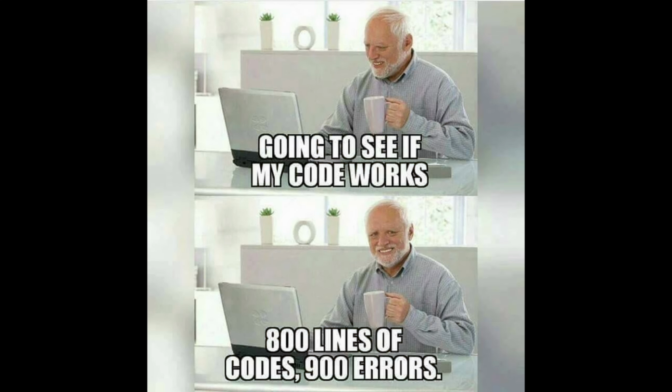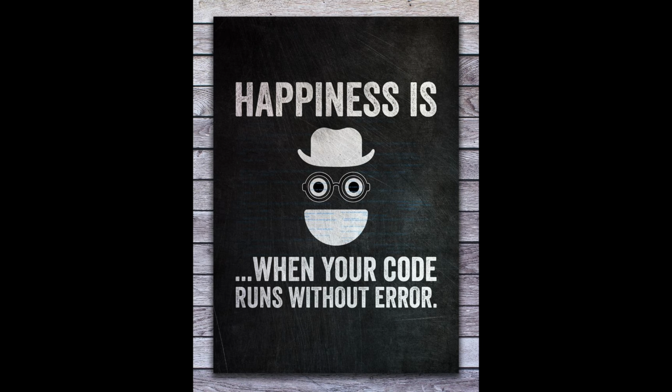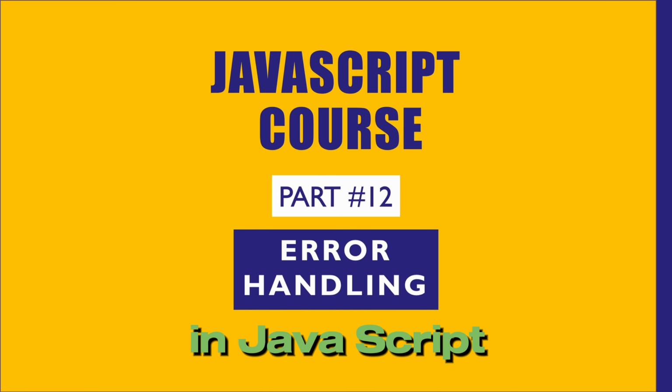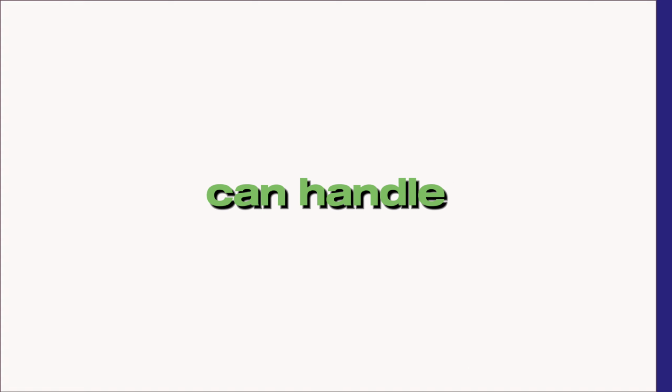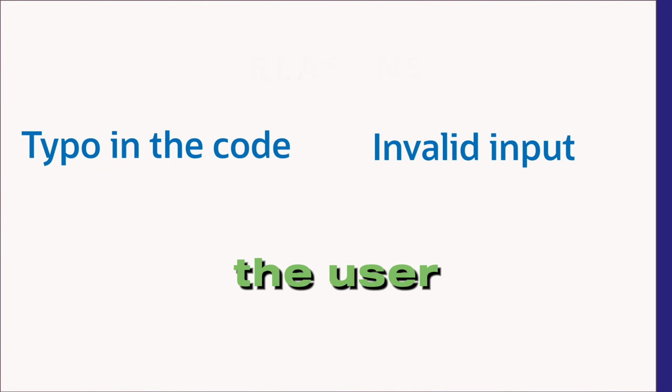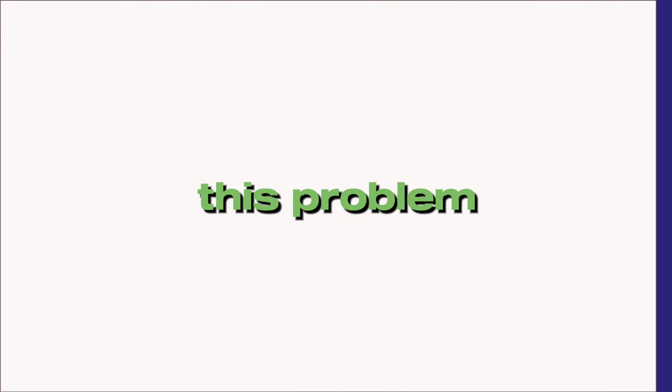Errors are a natural part of programming and handling them effectively is a key skill for every developer. In today's video, we'll explore how to deal with errors in JavaScript so your programs can handle unexpected situations gracefully. Let's dive in. First, let's understand what error handling is. In programming, errors can happen for many reasons, like a typo in the code or invalid input from the user. Error handling lets us manage these problems instead of letting them crash our programs.